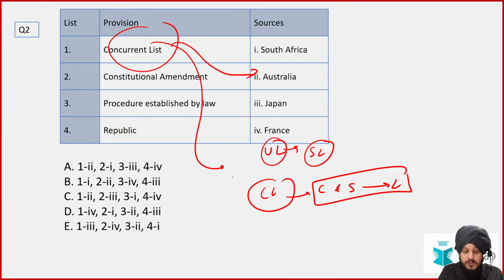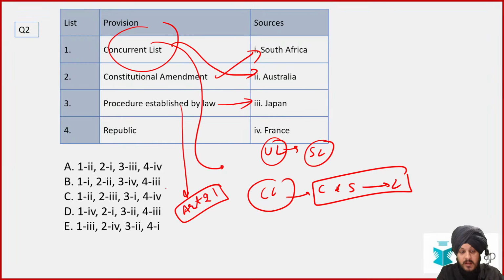If you talk about constitutional amendment, we know that we amend the constitution, but where did this come from? This has been taken from the South African constitution. If we talk about procedure established by law, its roots come from Article 21 of the constitution, and it has been borrowed from the Japanese constitution. And the term republic, as in Republic of India, this provision has been taken from the French constitution.